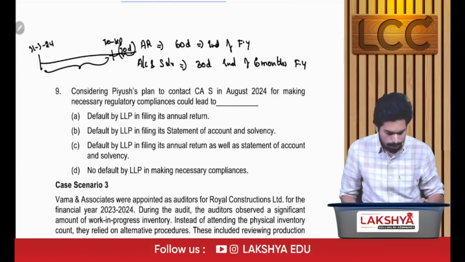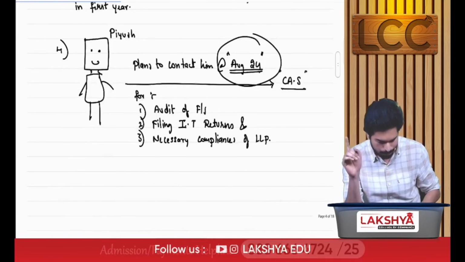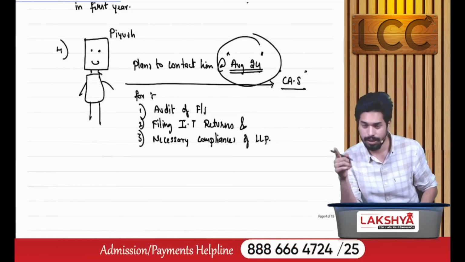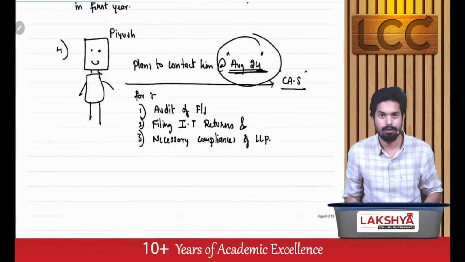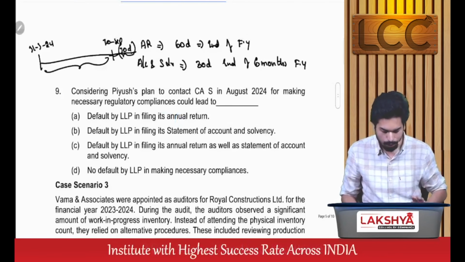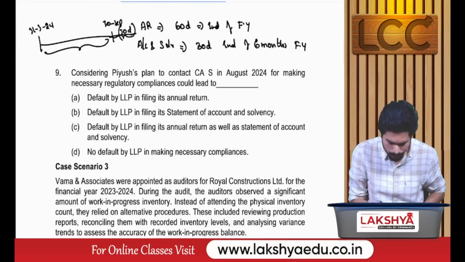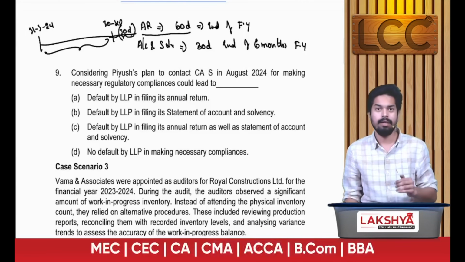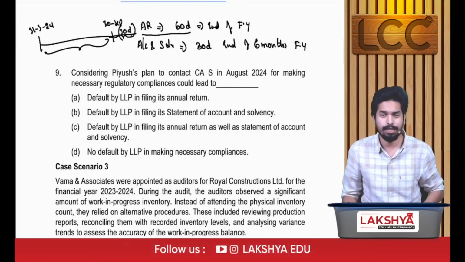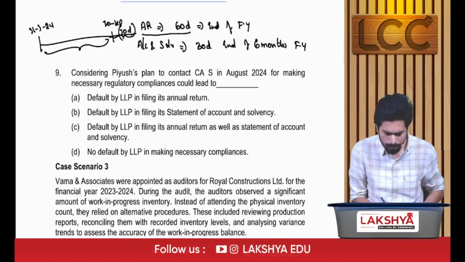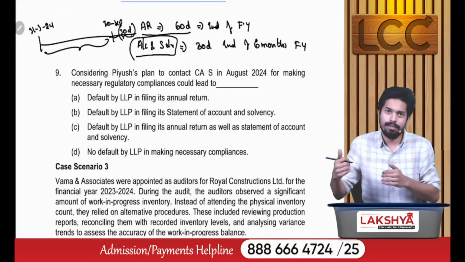So here in our case study, Piyush approached CAs in August 2024. There is a problem regarding annual return, because we need to submit the annual return within 60 days from the end of the financial year, yes or no? But there is no problem regarding accounts and solvency because we're having enough time.